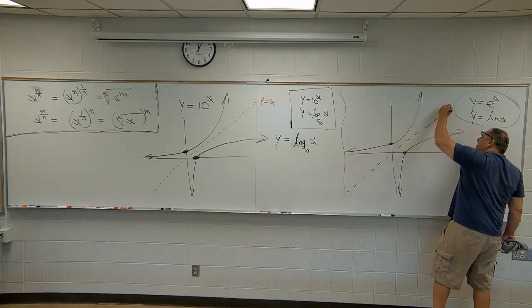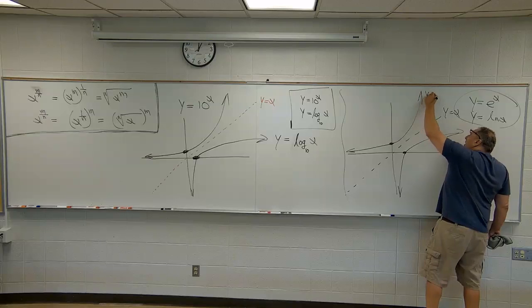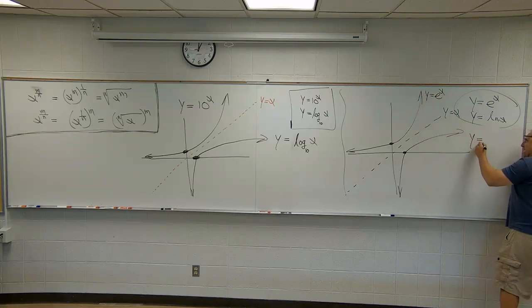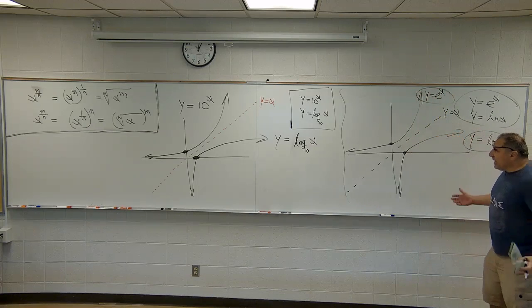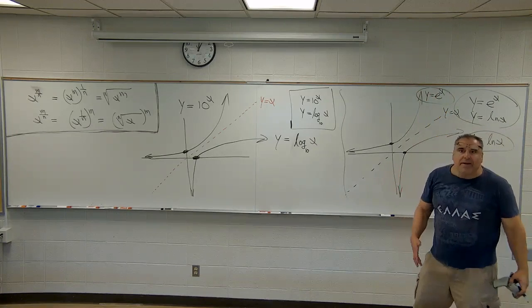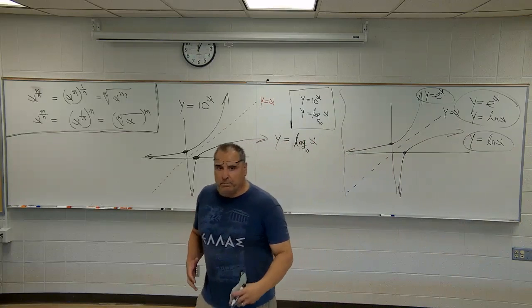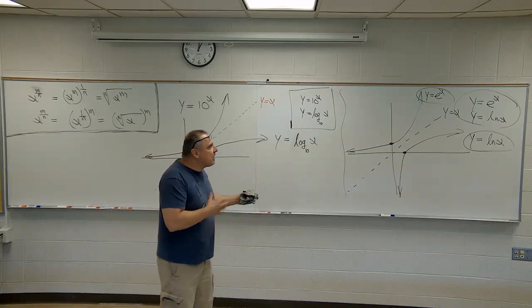Here's your axis of symmetry, y equals x. This is y equals e to the x. This is y equals logarithm base e of x, also known as logarithmus naturalis of x. You'll say to me, yeah, Jim, they look identical. Yeah, they do. They are identical in shape, in form. The numbers are different, but this is the basic look that you're always going to see.